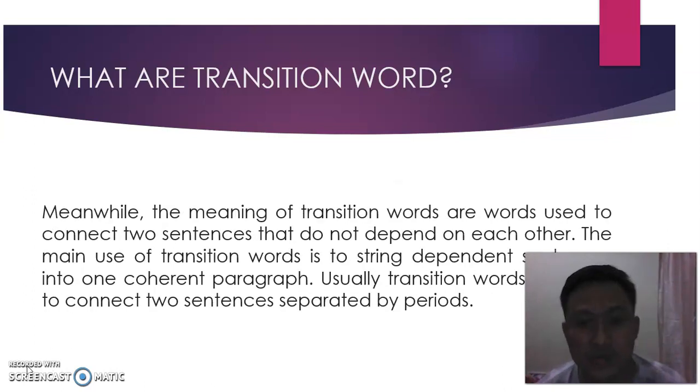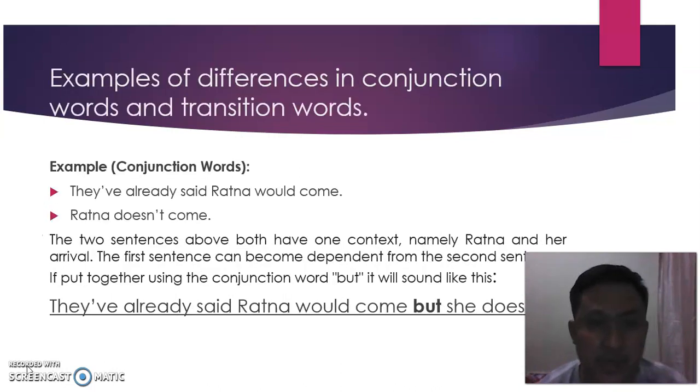Meanwhile, transition words are words used to connect two sentences that do not depend on each other. The main use of transition words is to string independent sentences into one coherent paragraph. Usually, transition words are used to connect sentences separated by periods. Example of differences: conjunction word and transition word.